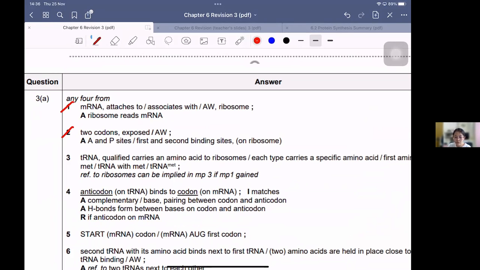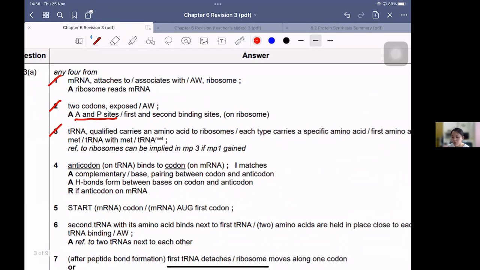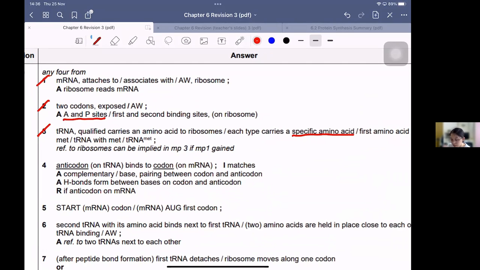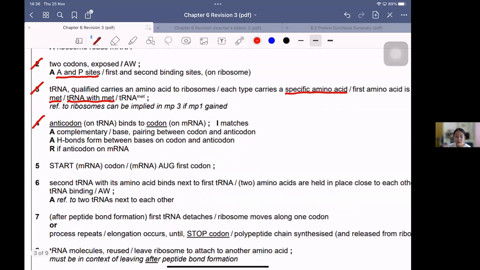Two codons are exposed, the A site and the P site, or you can say the first and second binding sites. tRNA carries an amino acid to the ribosome, and each type carries a specific amino acid. The first amino acid is methionine, so tRNA with methionine. Fourth point, the anticodon on the tRNA binds to the codon on mRNA by complementary base pairing. Hydrogen bonds form between bases on the codon and anticodon.